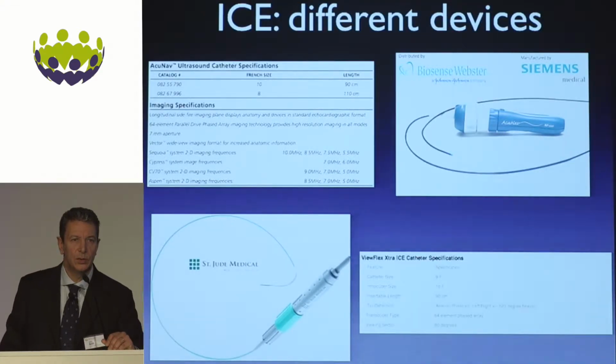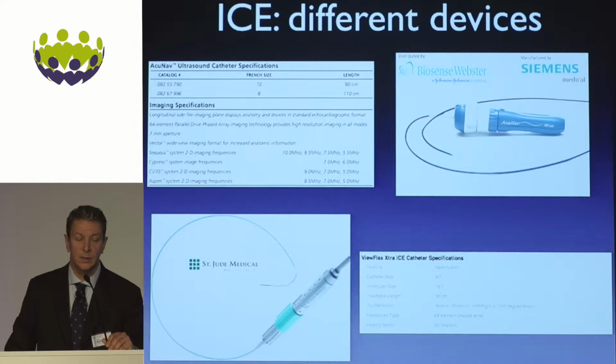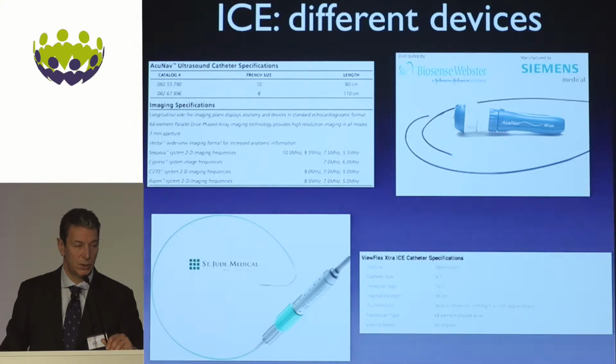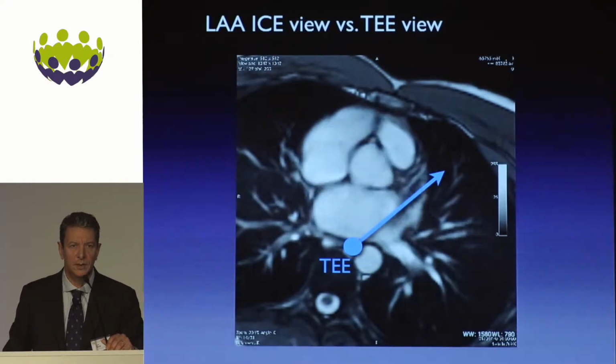This is the technology available today. We have two devices. The first is from Biosense Webster Siemens, and the second from St. Jude. Basically, the technology applied is the same. All the devices are steerable in 4 directions: anterior, posterior, lateral right, lateral left, or a combination of these 4 basic positions. The main difference from the TEE is the point of view of the structure.